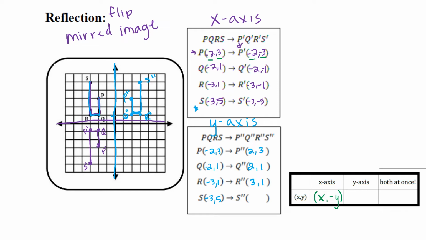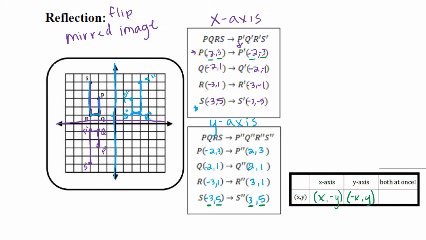Okay, to get that, if you can tell, it's a flip, a mirror image across the y-axis. My last S double prime is (3, 5). Now when we compare these, we'll just talk about the S value. My x value is -3 in my pre-image, and in my image it's +3, but my y stayed the same. So the rule is opposite x when y stays the same.